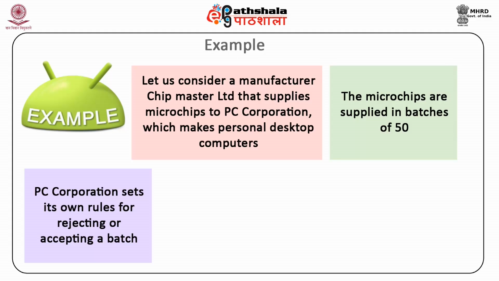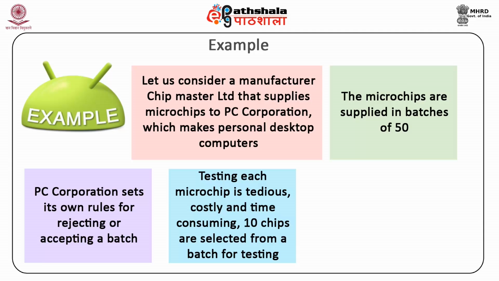PC Corporation sets its own rules for rejecting or accepting a batch. Since testing each microchip is tedious, costly, and time-consuming, 10 chips are selected from a batch for testing. The batch is accepted if the number of defective chips is less than 4.